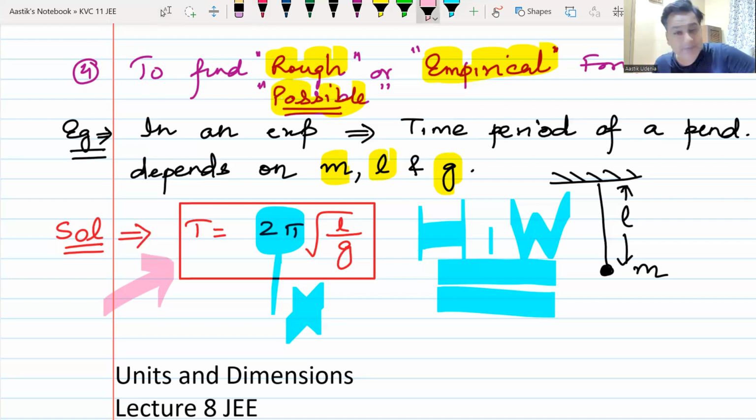Now, the question remains, can we get a rough formula for time period of a pendulum using only dimensional analysis? What we know is on what all things that this time period depends on, and as you can see, there are three quantities on which it depends. Number one is mass, number two is length, and number three is acceleration due to gravity. With this information, can we derive a formula for time period of a pendulum?